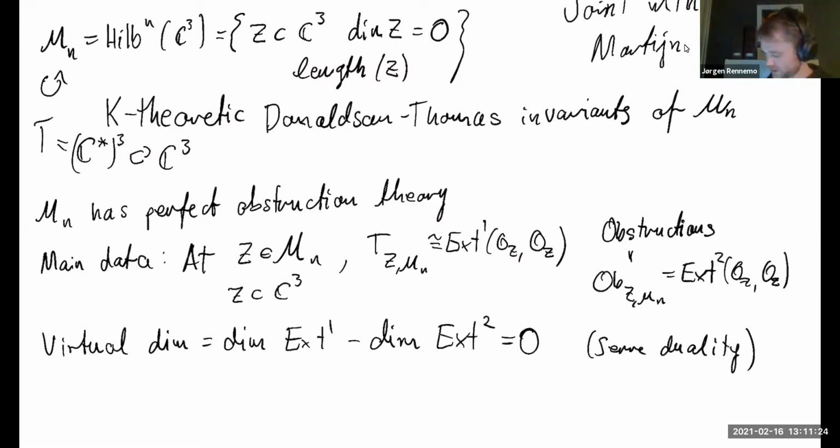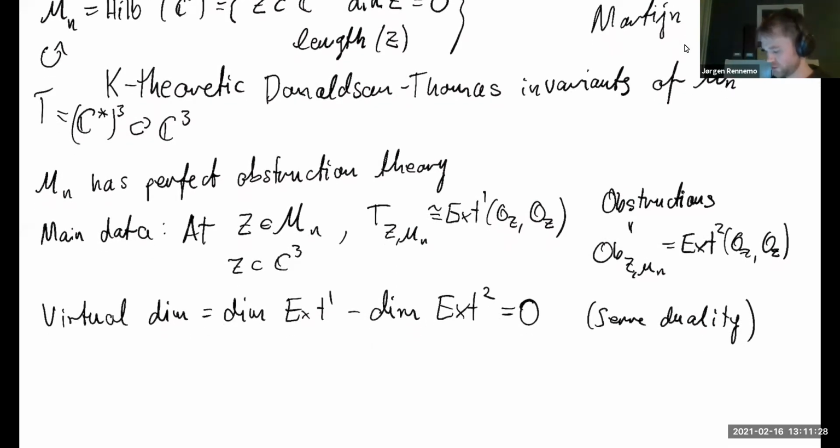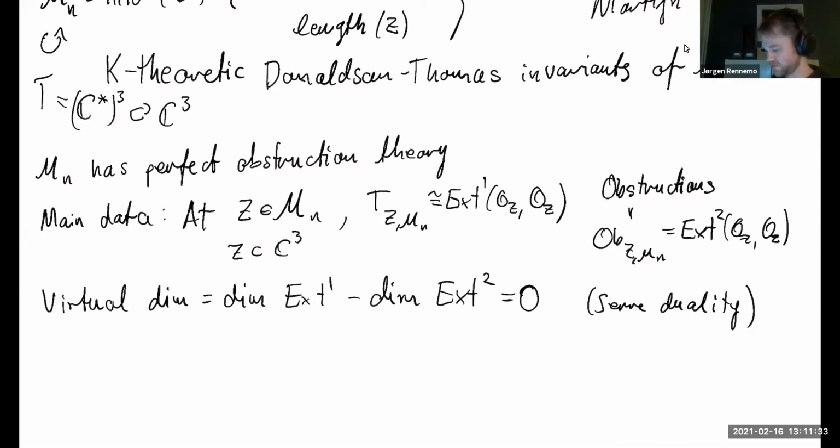Okay, so this is just sort of okay. So the main point is that this dimension of tangent space minus dimension of obstructions is constant. That isn't technically the definition of having a perfect obstruction theory, but it's the main thing you need. It's the main thing you should hope for in order to define a perfect obstruction theory.